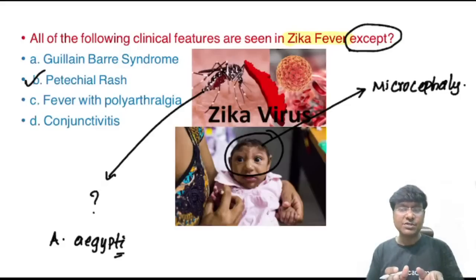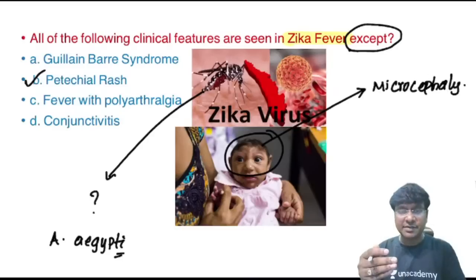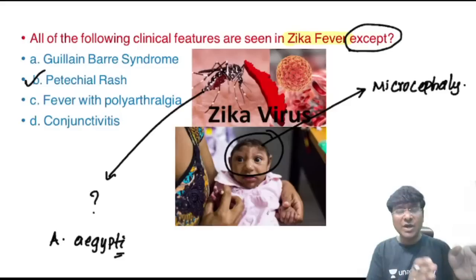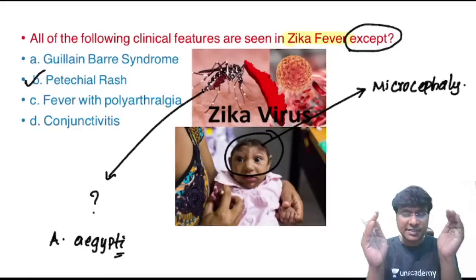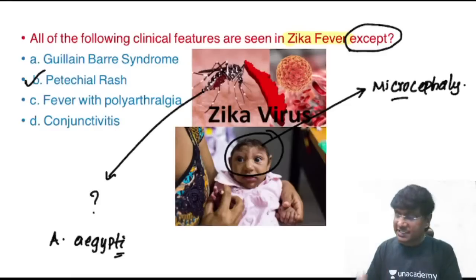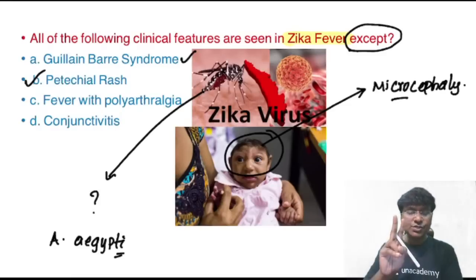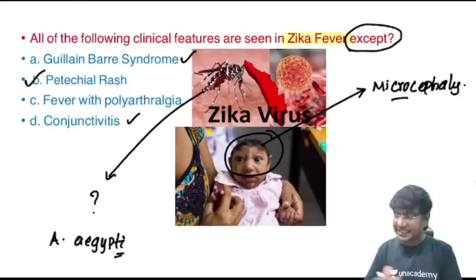Now why do you get this microcephaly? Vertical transmission can be there for Zika virus. There will be transplacental passage, and once there is transplacental passage, the Zika virus will cause brain calcification, right? Because of this brain calcification, the brain development will not be there, and thereby there will be microcephaly. And another important neurological manifestation will be Guillain-Barré syndrome. So these are the two neurological manifestations with Zika virus. Then conjunctivitis will be there. What will that be? Non-purulent conjunctivitis, and there will be fever with polyarthralgia.